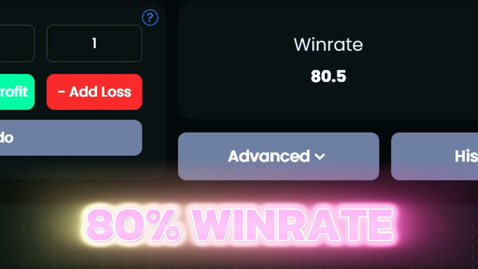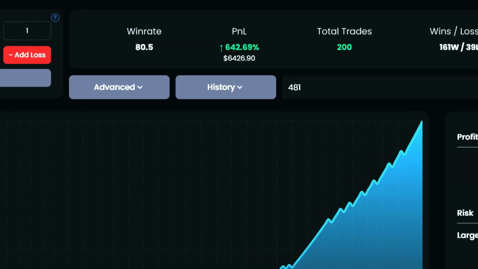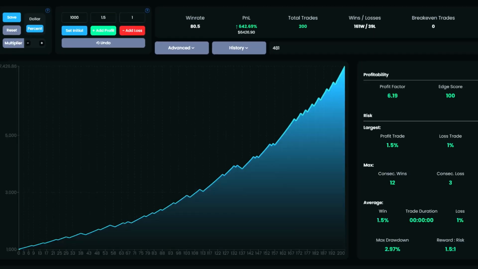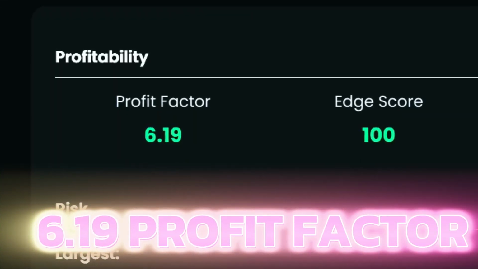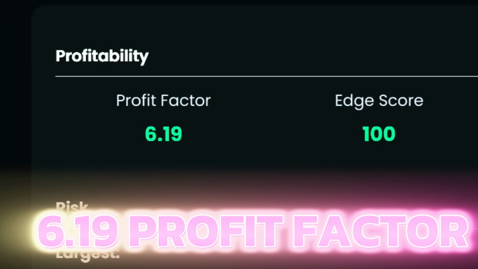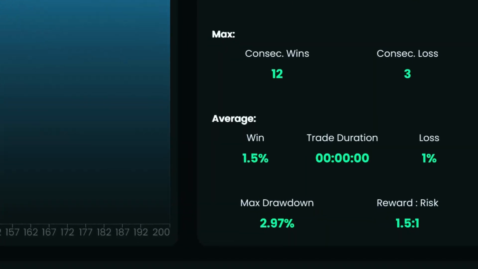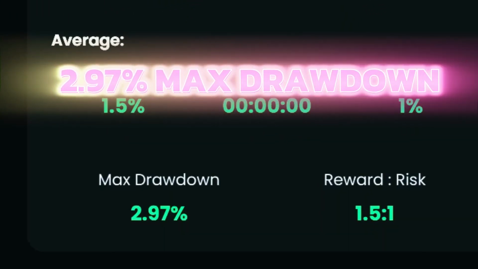We also managed to pull in an incredible 642% profit with just those 200 trades. The strategy boasted an unbelievable 6.19 profit factor, which is nothing short of amazing. And to top it off, the max drawdown was only 2.9%, proving that the risk involved is incredibly low.